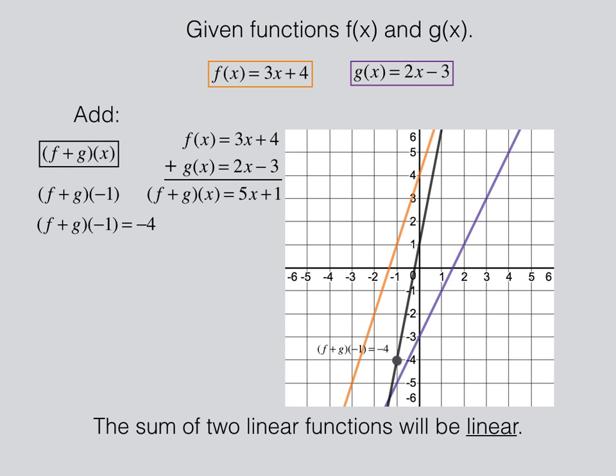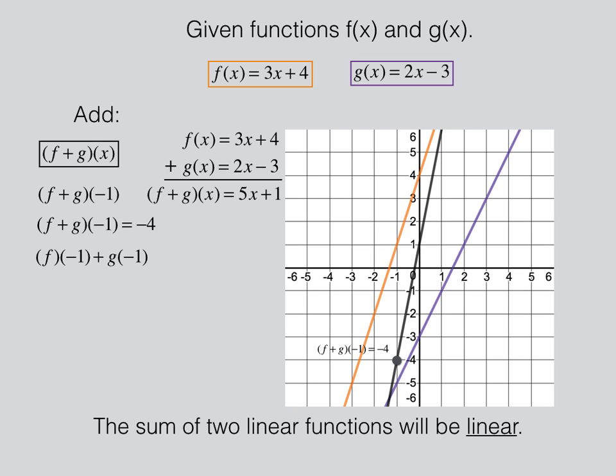I could have also substituted the value of -1 into my previous expression for f plus g of x. I would have had 5 times -1 plus 1, which will also equal -4. But it's important to note that we don't always have access to graph paper. It's not always convenient to graph functions, so we need to be confident to find the sum of functions at specific input values. Now we can do that by simply finding f of -1 and g of -1.